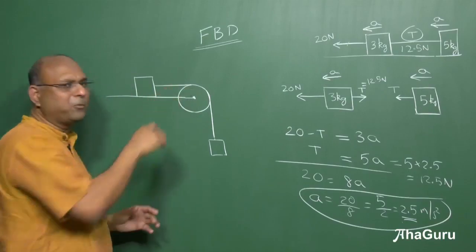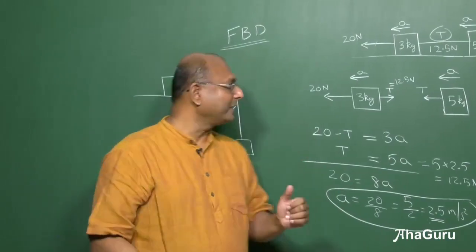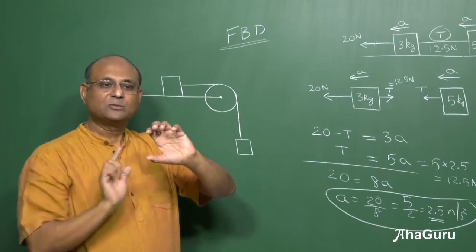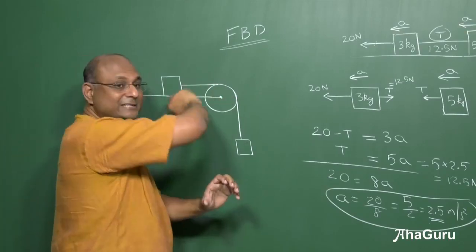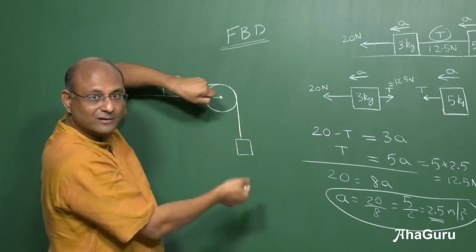Now what is this fellow, the pulley? A pulley is just a round object. There are 2 kinds of pulleys that you can deal with. Sometimes it is just a round smooth surface and there is a rope, so there is no friction. So the tension here is the same as the tension there. This is just simply bending the rope.